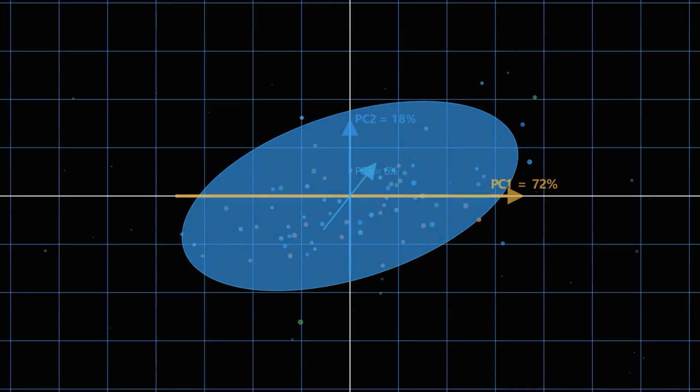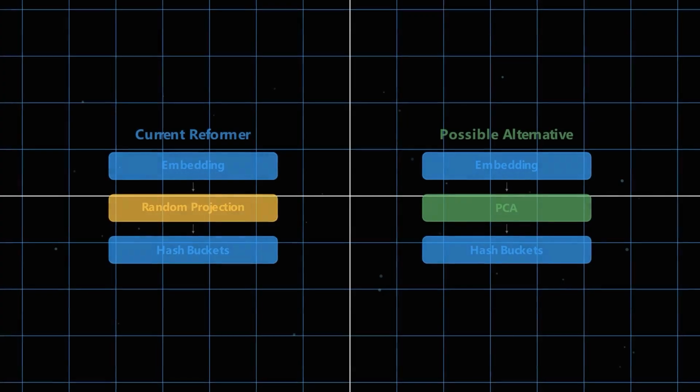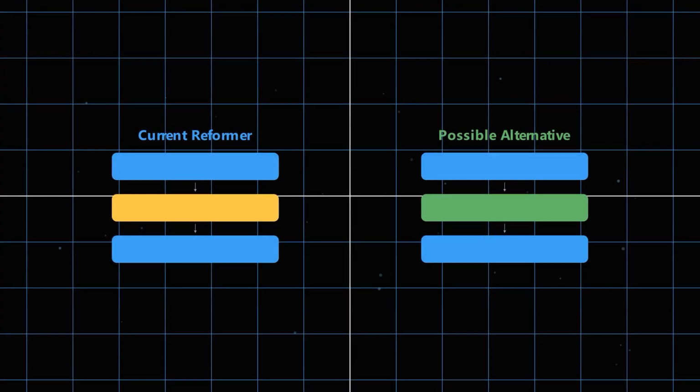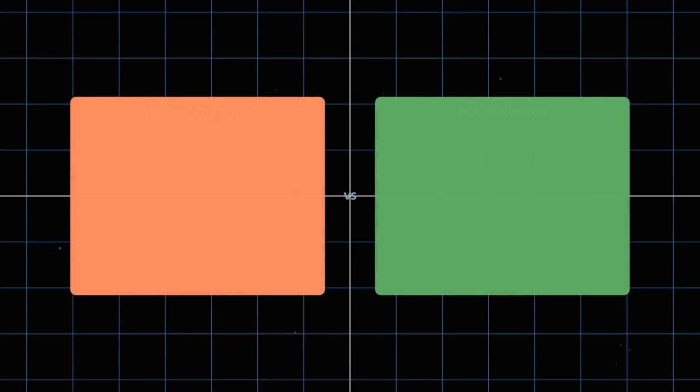Now imagine replacing the random projection step. Instead of projecting onto random directions, we first project onto the principal components discovered by PCA. Then we perform hashing. Intuitively, PCA could create cleaner groups because it preserves the directions containing the most variance. Similar tokens may remain closer together before hashing even begins.